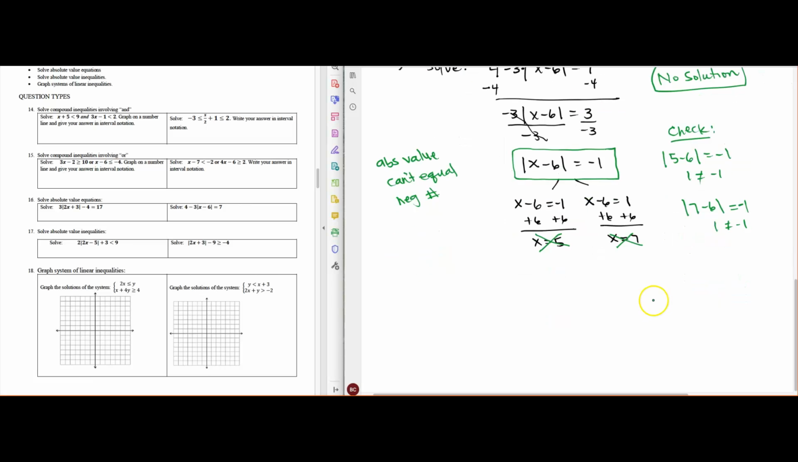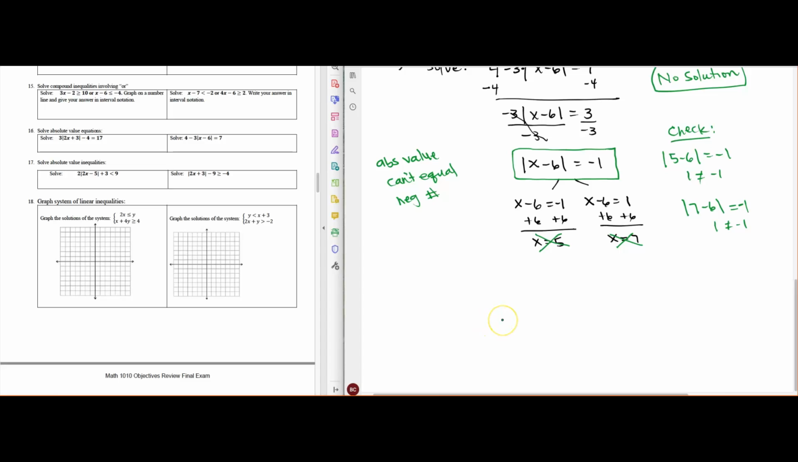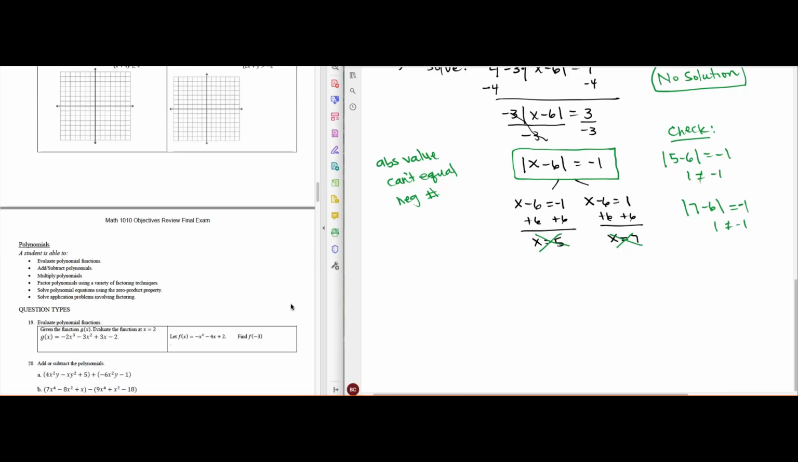Make sure you work through a few of those, the absolute values. Okay, let's look at, let's see, skip over that too.